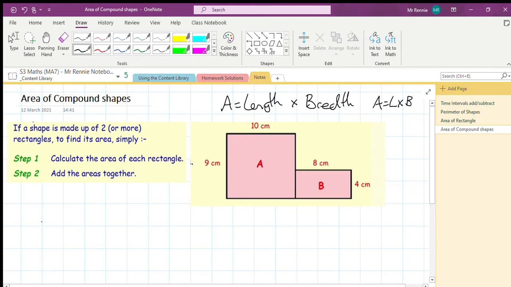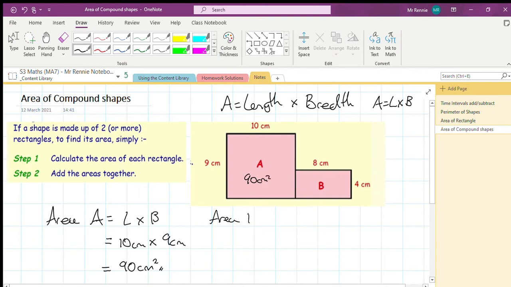So we're going to call it area of A. The area of part A is going to be length times breadth. The length is 10 centimeters, and we're multiplying that by 9 centimeters. 10 times 9 is 90. But remembering, because it's area, it's centimeters squared. So the answer for the area of part A is 90 centimeters squared. So I know that there's 90 centimeters squared in here. We'll now do the second one.